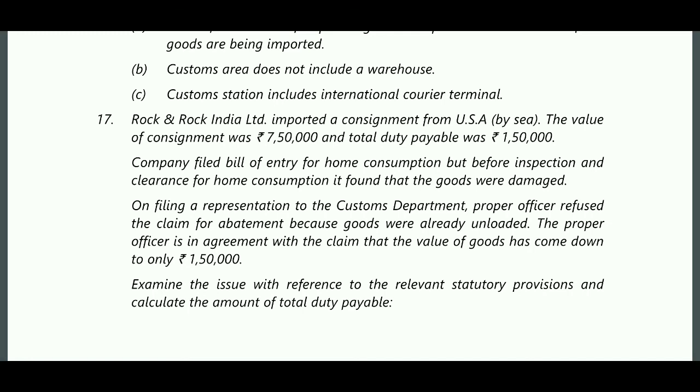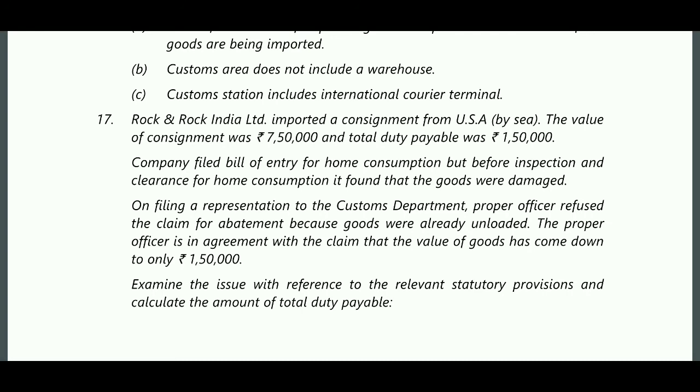Now, moving ahead, the value of the consignment is given as 7,50,000 and the total duty payable on them was 1,50,000. So what we are going to do, simply we are going to take the proportion of the duty to the value of the consignment, which is clearly 1 by 5, that is 20%. Now moving ahead, the officer has been shown to be in agreement with the claim that the value of goods has come down to only rupees 1,50,000. So this is the value after damage, right? So we are going to abate the duty only to the extent of the portion that has actually been damaged.